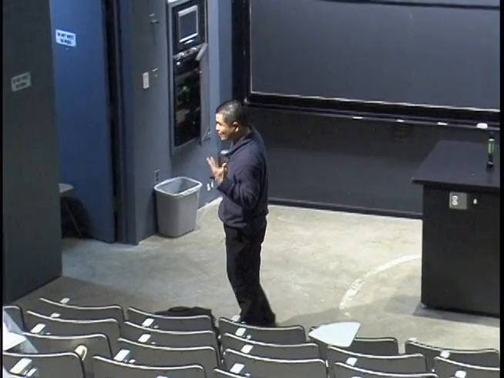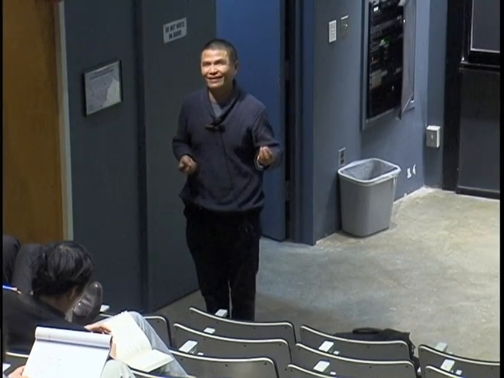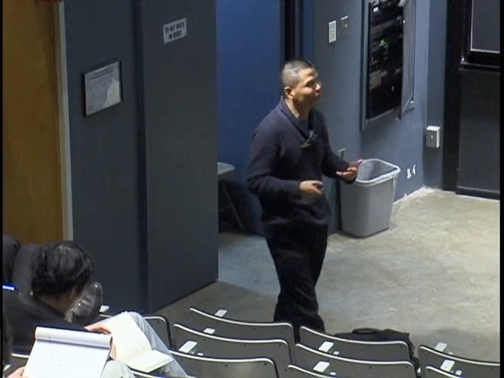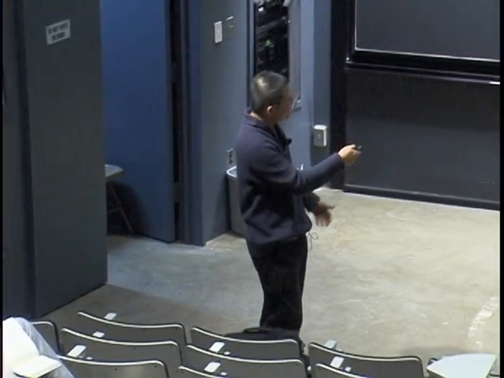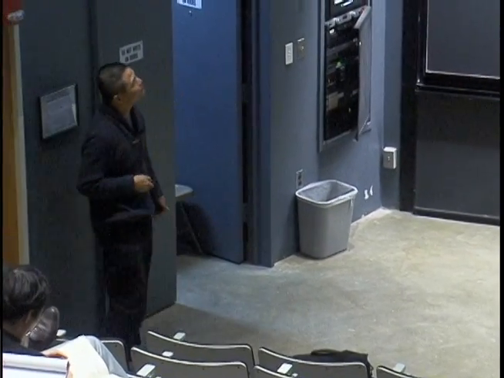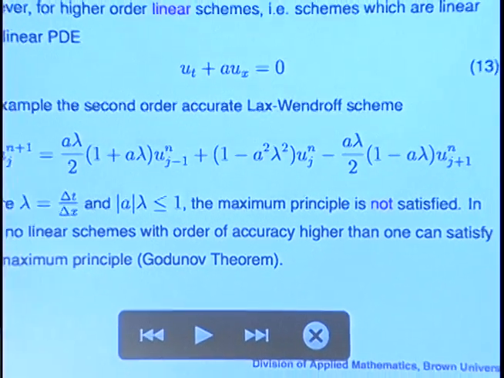This is all good news, but the bad news is that, as I already mentioned before, if you insist on using monotone schemes, then your scheme can be only first order accurate. Then it will not be so efficient, right? When you want resolution, you would need a lot of points. You see that this bound preserving for a first order scheme is trivial. Even for second order schemes, this is no longer trivial.